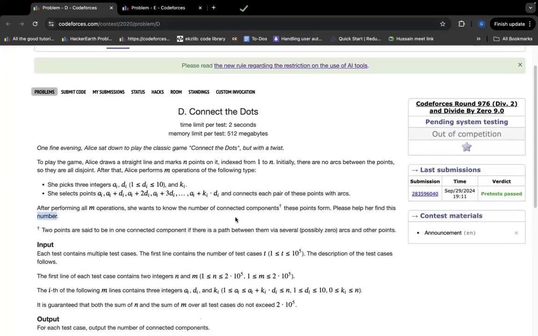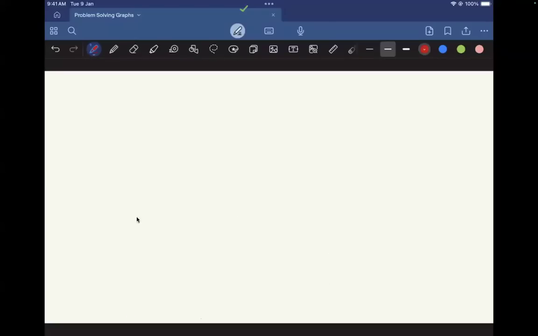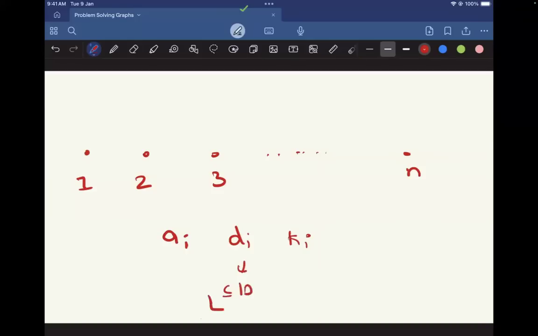Okay. So what does the problem say, guys? The problem says that you have initially n points, all right? So on and so forth up till n. This is the first point, this is the second point, this is the third point, and this is the nth point. Alice is going to give you some queries. The queries are of type a_i, d_i, and k_i. All right. This d is smaller than or equal to 10, and this is what is going to help us solve this problem. Keep this in mind. This also teaches us why looking at the constraints is very important.